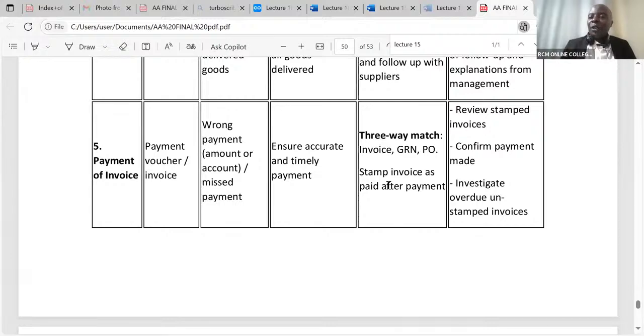So then on the other side of the coin, when I come in as an auditor, I will ask for all the stamped invoices. Of course, it can't be all of them. I can go for a sample. And then I'll be able to review the stamped invoices. Confirm payments made through the bank on a sample basis. So if you're telling me you paid Dr. Aura here, I'll ask for the bank statement and look for Dr. Aura and see whether the payment was made. Investigate overdue and stamped invoices.